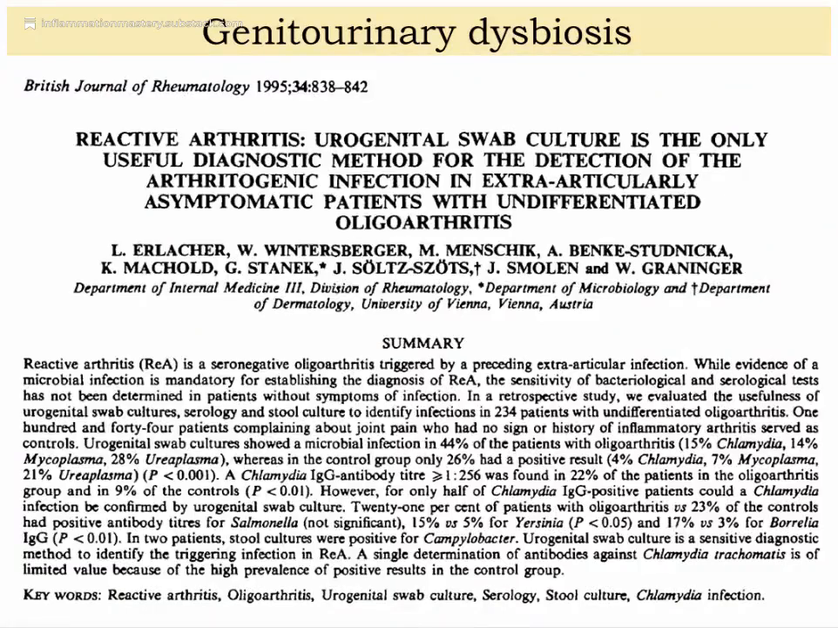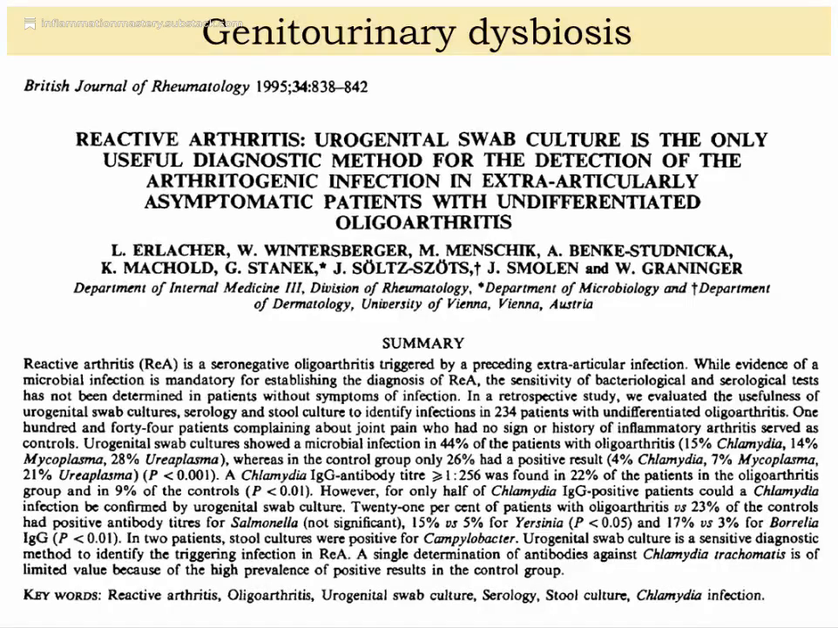One of my favorite publications here, this publication is now going on 21 years old, British Journal of Rheumatology, 1995, Reactive Arthritis, Urogenital Swab Culture is the only useful diagnostic method for the detection of arthritogenic infection in extra-articularly asymptomatic patients with undifferentiated oligoarthritis, which is sometimes referred to as seronegative rheumatoid arthritis. So I'll go ahead and read this entire article summary. Reactive arthritis is a seronegative. Seronegative means that it does not have a positive rheumatoid factor. Now, other blood tests might show a positive result, but what seronegative specifically means is that the rheumatoid factor is normal. Reactive arthritis is a seronegative oligoarthritis triggered by a preceding extra-articular infection.